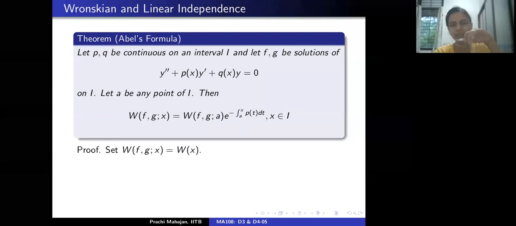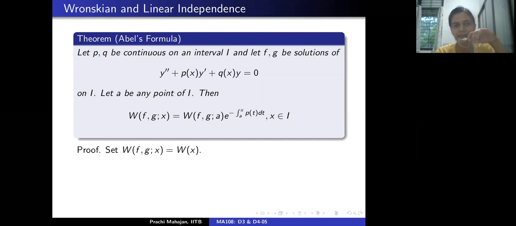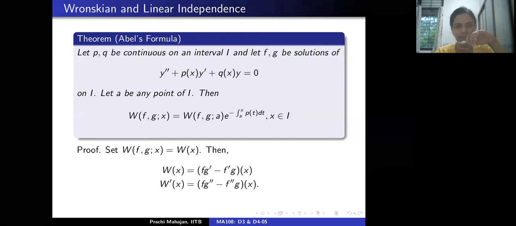So let's introduce some notation. I'm going to write W of x as the Wronskian of the functions f and g evaluated at the point x. Now, that means that W(x), the Wronskian at the point x, is by definition f times the derivative of g minus the derivative of f times g, evaluated at the point x.